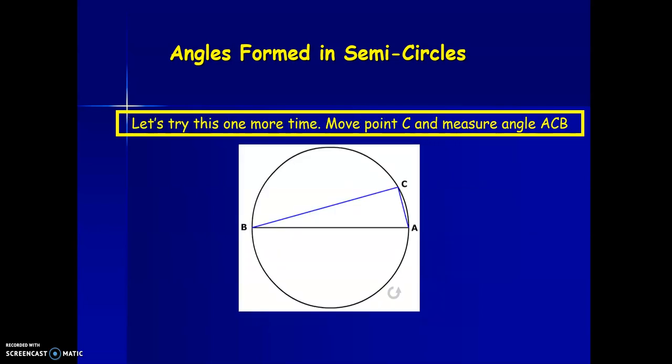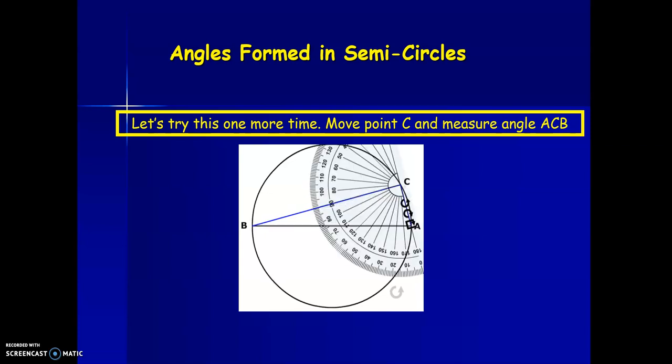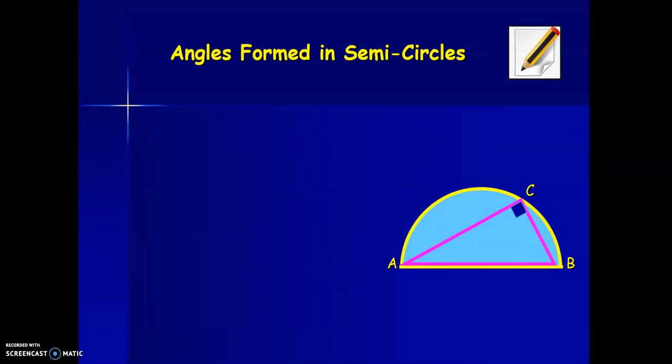Let's try this one last time. So again, we can see C has been moved to a completely different position. And if we measure the angle ACB, have a look at the protractor, you can see yet again the angle ACB is equal to 90 degrees. We could have done that several more times and our conclusion would just have been the same, that angle ACB was equal to 90 degrees.